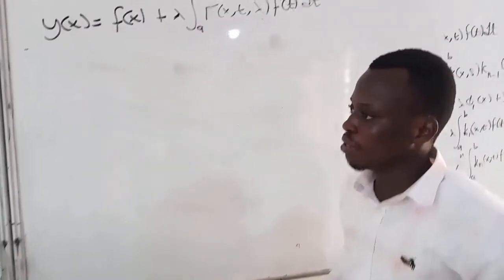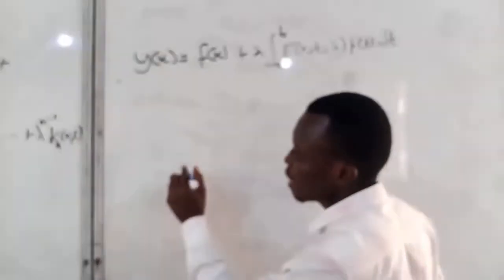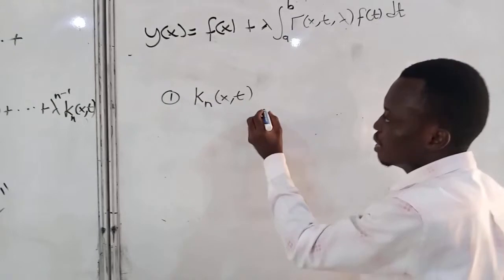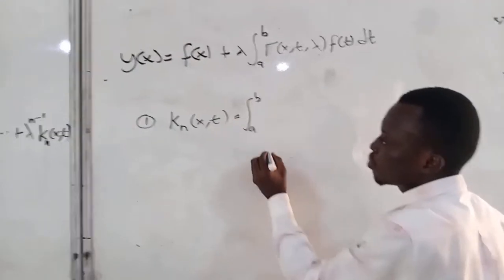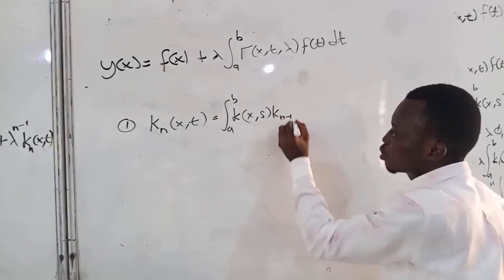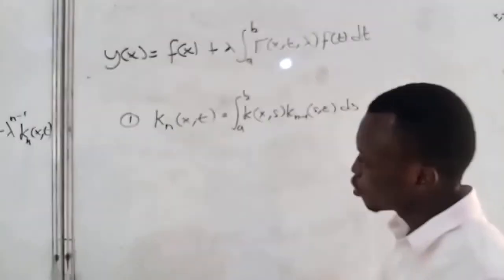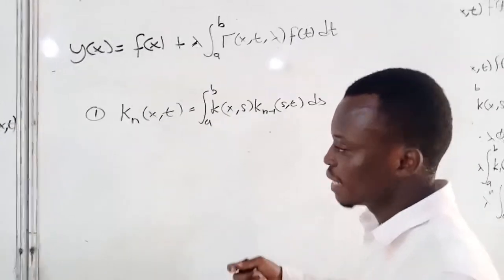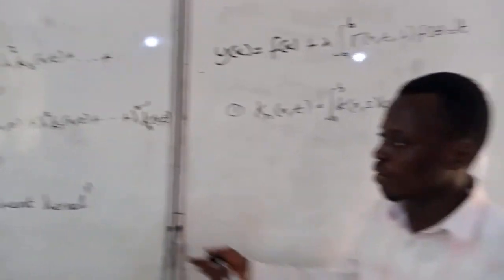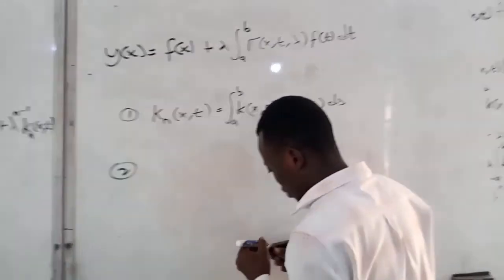So anytime you are given a Fredholm integral equation and they ask you to use the approximate method using the kernel, first you need to know the nth kernel. The nth kernel, kn of st, is always given by the integral from a to b of k of s, then kn minus 1 of s, t ds. The next thing is that you need to add all the kernels you get, which are called the iterative kernels: k1, k2, k3, k4 up to kn. If you sum all the iterative kernels, you get the resolvent kernel.